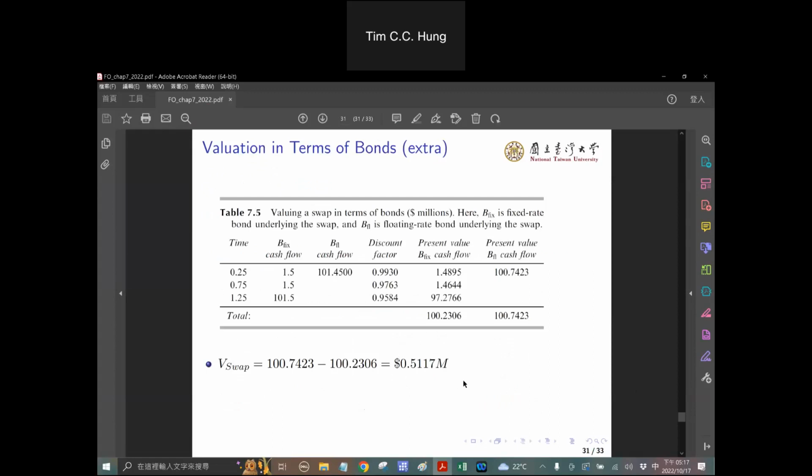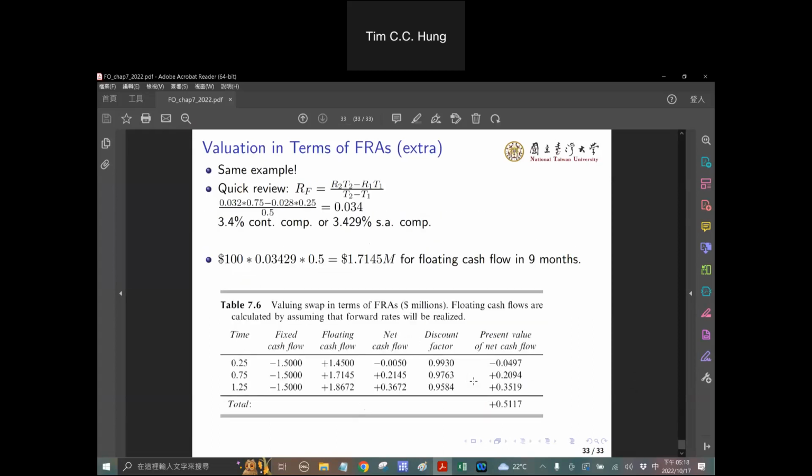You can value a swap in terms of two bonds, one floating and one fixed, taking the difference between the value of the floating bond and the fixed bond. Or you can imagine calculating all those forward rates and coming up with a fair guess about what the floating cash flow would be in the following future periods. Then you net the two, calculate the present value of these net cash flows and add them up. You will find exactly the same answer.